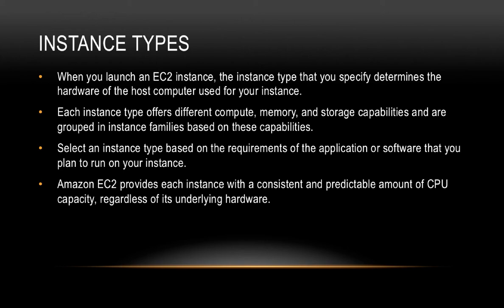You select an instance type based on the requirements of the application or software that you plan to run on your EC2 instance. Amazon EC2 provides each instance with a consistent and predictable amount of CPU capacity regardless of its underlying hardware. To understand this, let's dive straight into the AWS console.